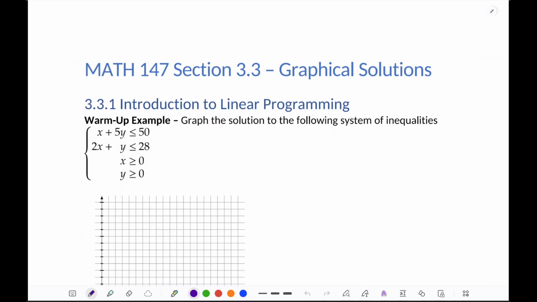We're going to do section 3.3, graphical solutions today. 3.3.1, introduction to linear programming. Warm-up example. Graph the solution to the following system of inequalities.